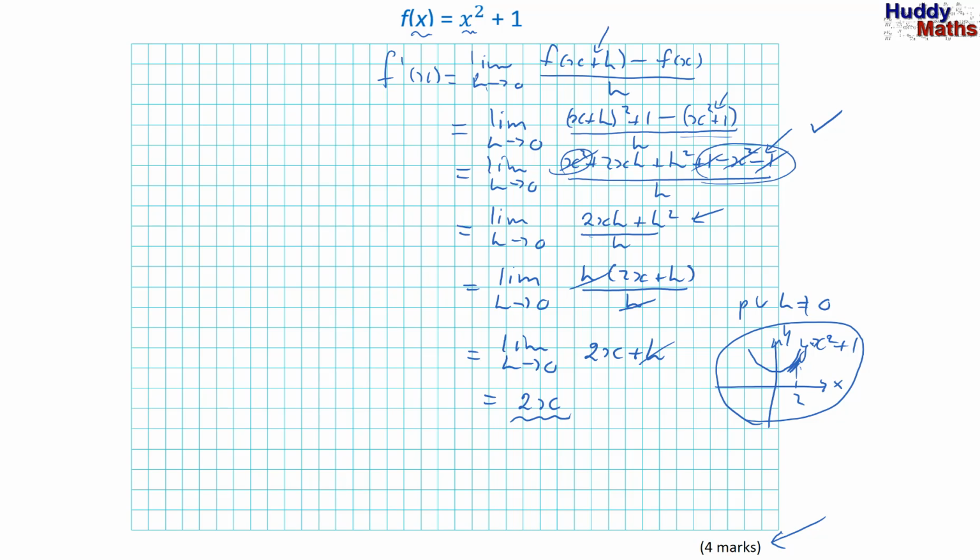Now, there's 1 mark here for getting this in here. So somewhere between those two, there's 1 mark there to get to that line, and 1 mark for the cancelling, but it must have this as well, and then 1 for the answer. So there are the 4 marks.